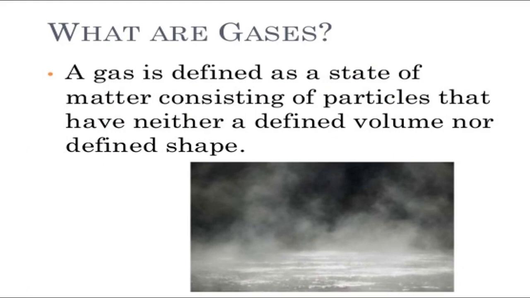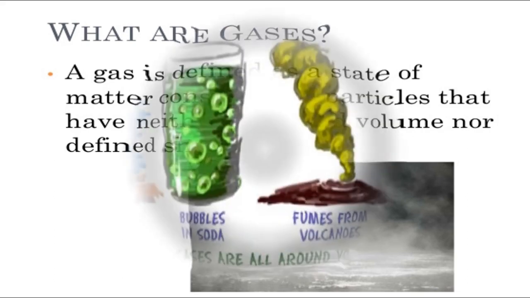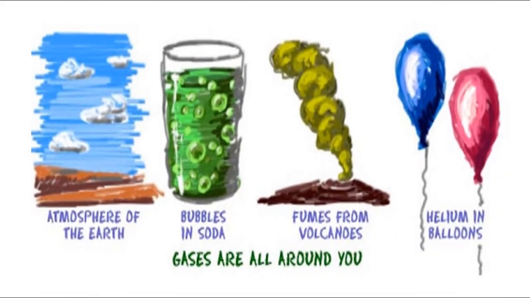Another state of matter is gases. So what are gases? A gas is defined as a state of matter consisting of particles that have neither a defined volume nor a defined shape. In short, no fixed volume and no fixed shape. Here are some examples of gases around us: the atmosphere of the Earth, bubbles in soda, fumes from volcanoes, and helium in balloons.